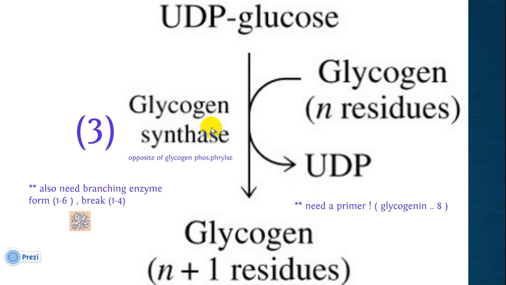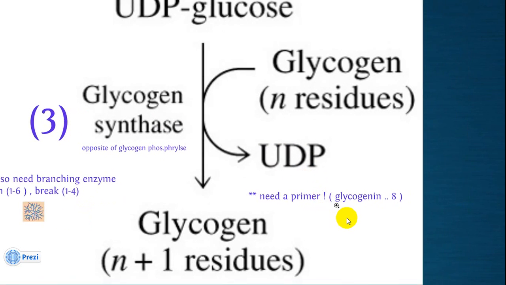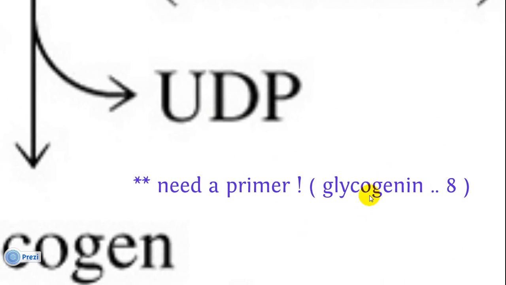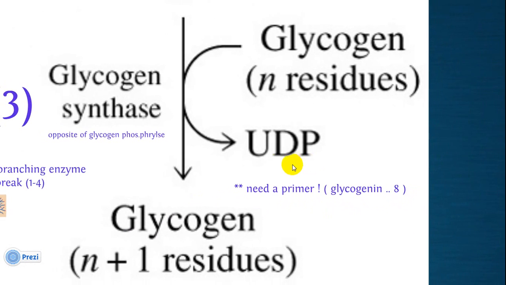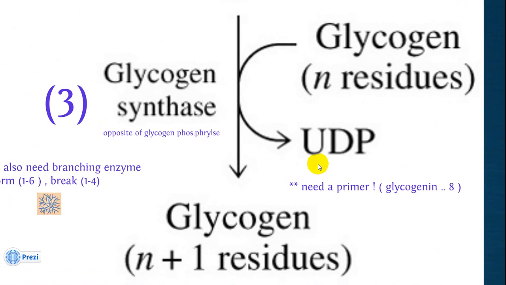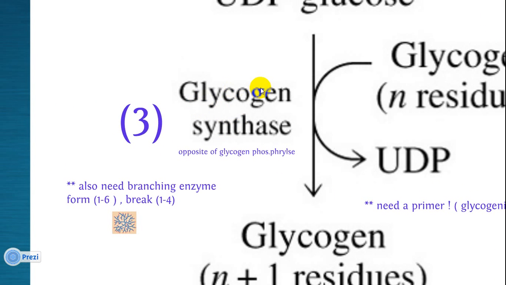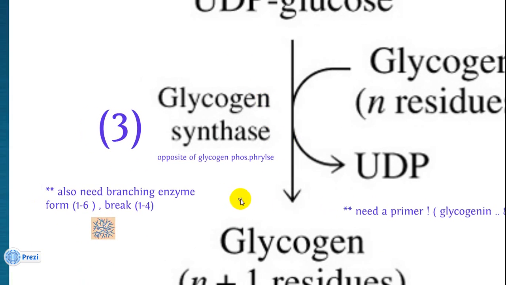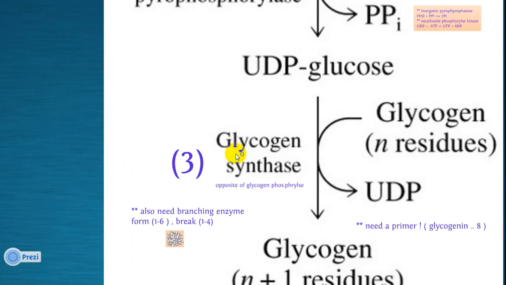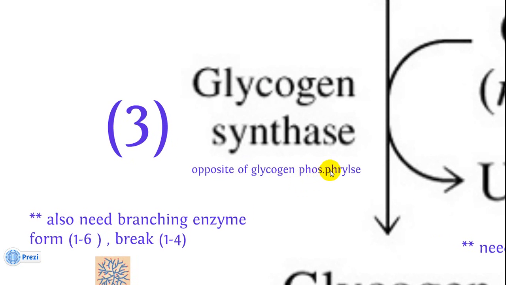It needs a primer. What do we mean by a primer? The primer here is called glycogen. This glycogen is a primer that is formed from at least 8 glucose. First of all, those 8 glucose can combine with each other in a special way through a special type of bonds. After forming this primer, the glycogen synthase can start its function by taking the glucose from the UDP and adding it into glycogen. Also, this enzyme works in a way that is the opposite of a glycogen phosphorylase.